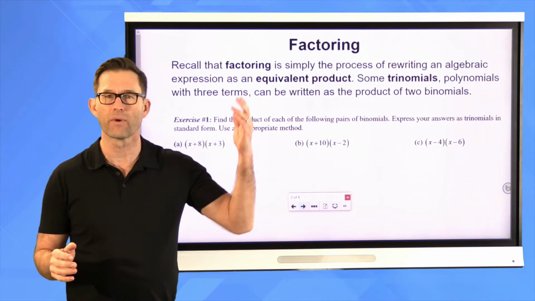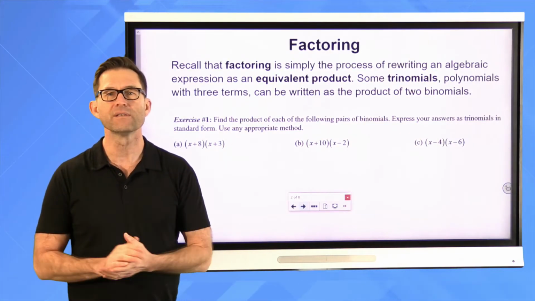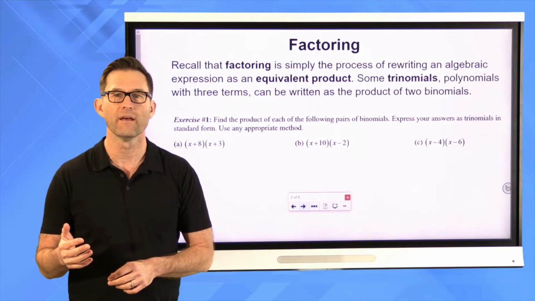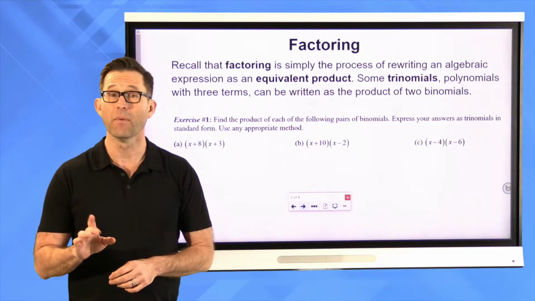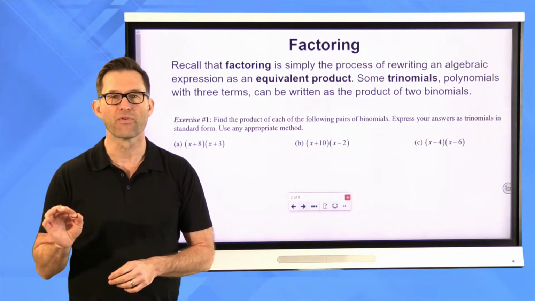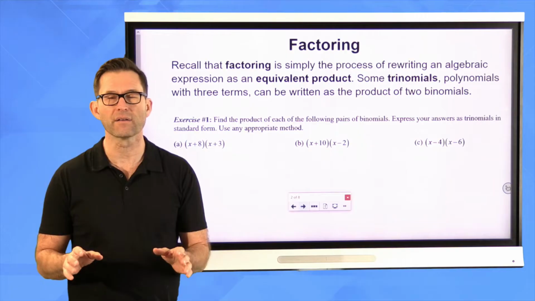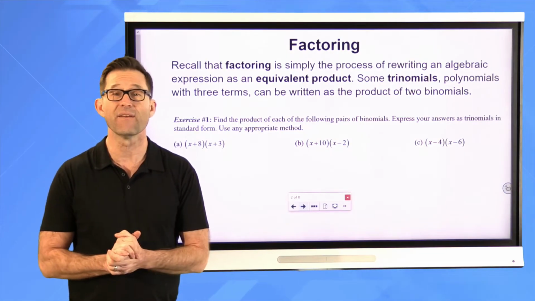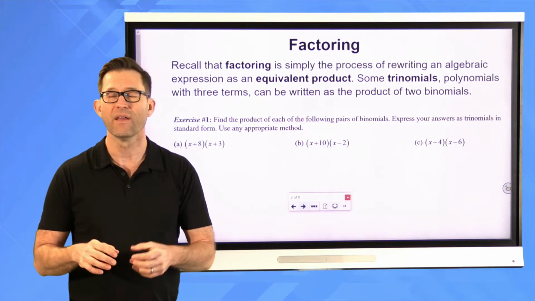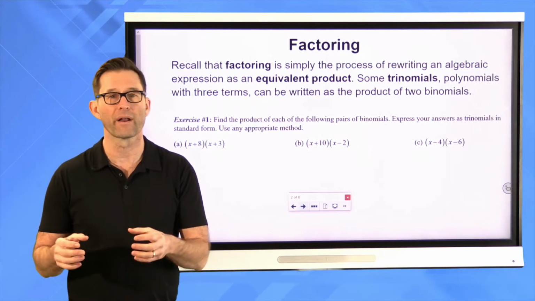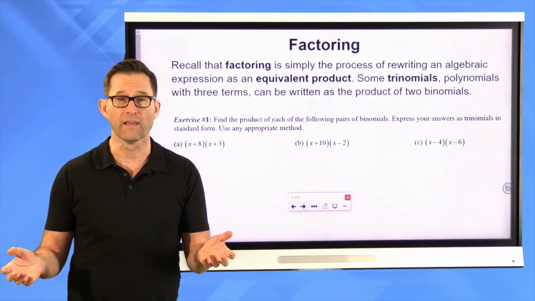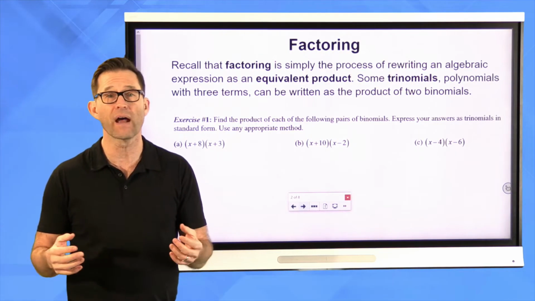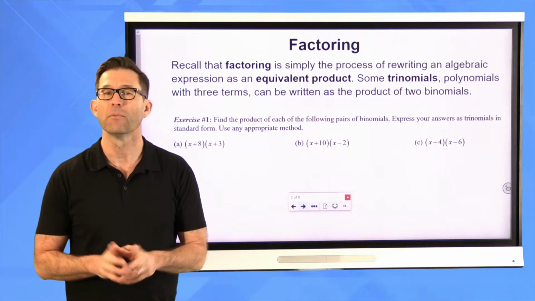Recall that factoring is simply the process of rewriting an algebraic expression as an equivalent product. Some trinomials, not all polynomials with three terms, can be written as the product of two binomials. Now again, I want to be very clear on this. There are some numbers like 17, which are prime numbers. They really can't be broken up into a product other than 1 times 17. And the same is true with trinomials. Some trinomials cannot be factored. They can't be broken up as a product, but some of them can.